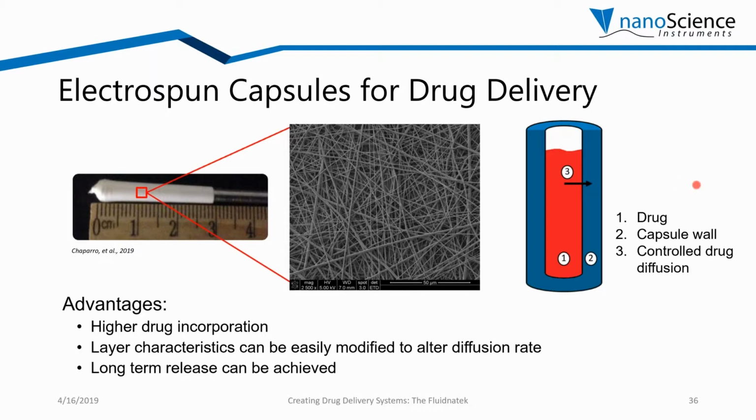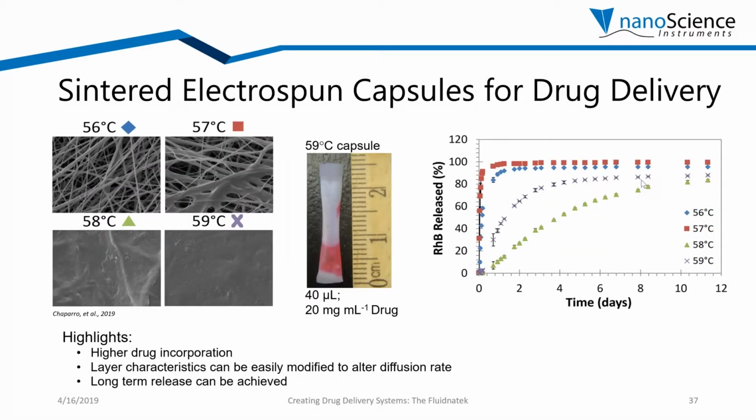One of the interesting things is that depending on the polymer that you're using, if you have a low melting point polymer, you can post-treat that sample after you make it to decrease the porosity. So let me get to the next slide so you can see that. Here I present how the Electrospun capsules are heat treated.